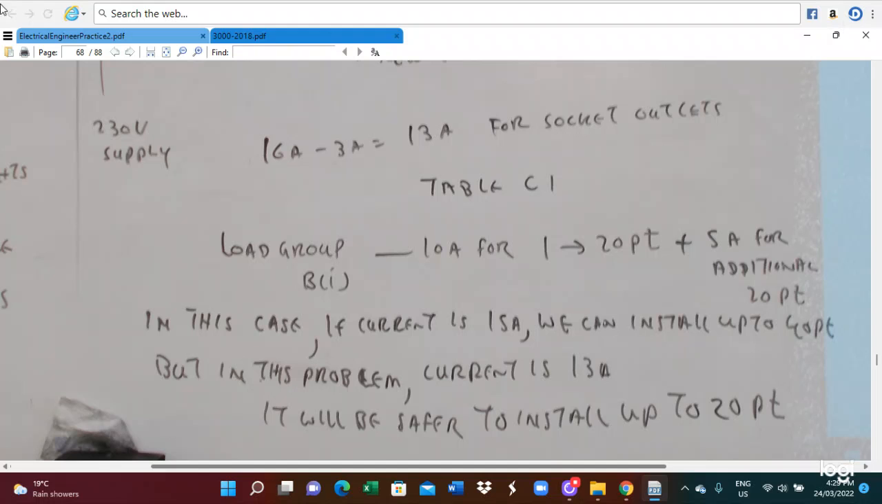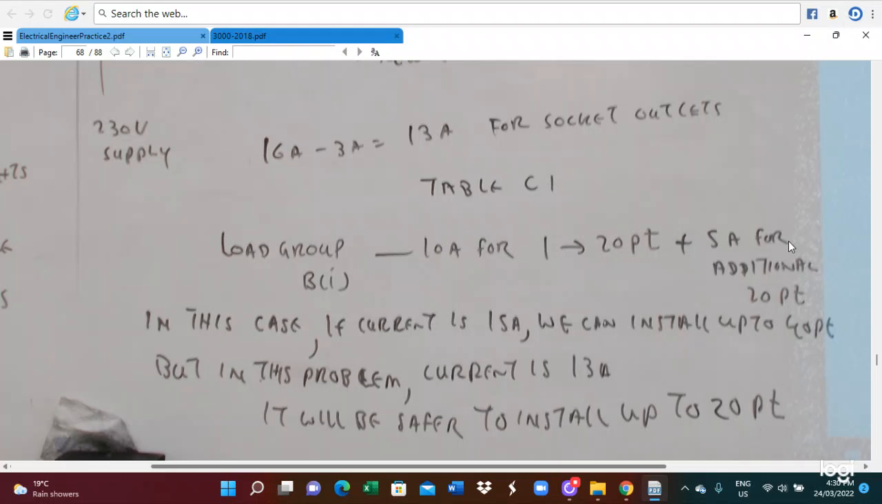So with 15 MVR we can add the installation up to 40 points, because 15 MVR means the first 10 MVR covers 20 points and another 5 MVR covers another 20 points. So total 40 points we can add. So if this problem's current is now 13 MVR.